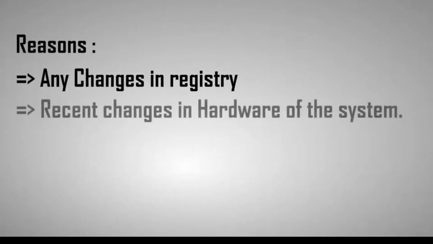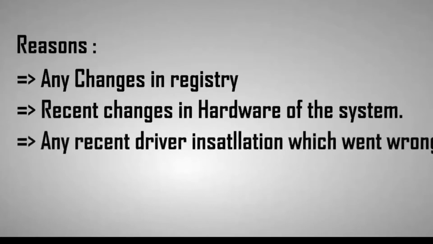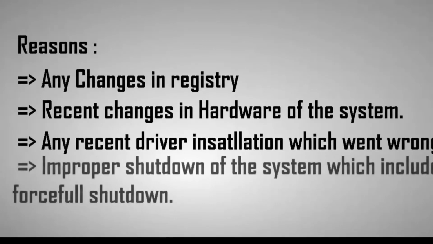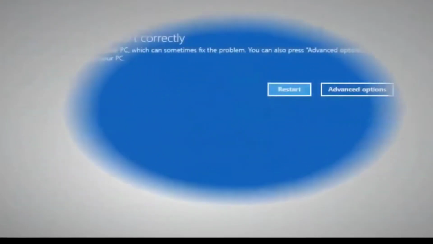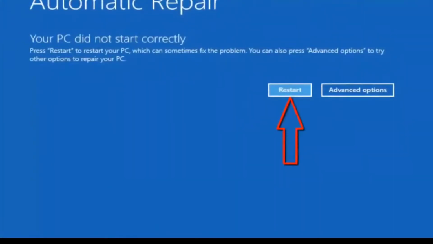There are multiple reasons, which include changes in registry, recent changes in hardware of the system, any recent driver installation which went wrong, or improper shutdown of the system, which includes forceful shutdown. Let's get back to the automatic repair screen here. From here, if you restart the system, it comes with the same error and ends up here only.